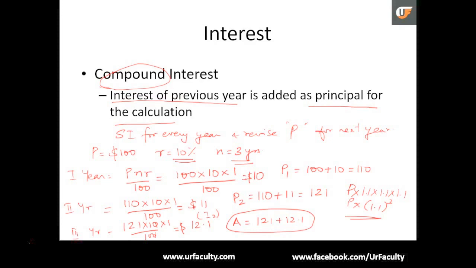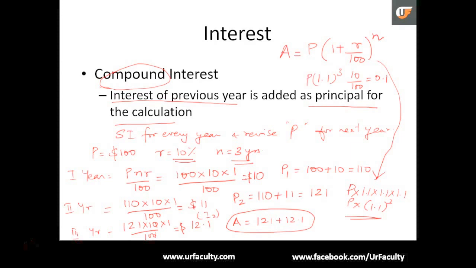To make it even more simple, there is a formula for compound interest. And how do you do that? Amount is equal to P into 1 plus R by 100 power n, which is precisely what we have derived here. In this particular example, it was 10 by 100, which is basically equal to 0.1. So it became 1.1 to the power of 3.